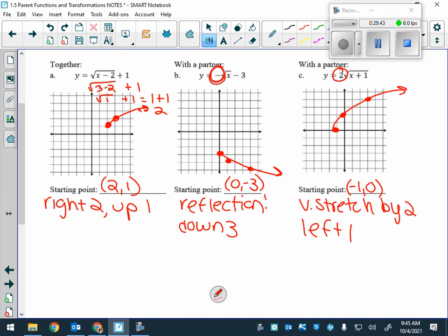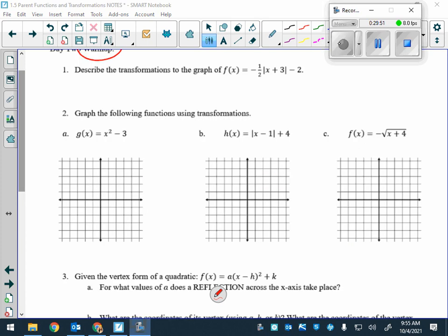How many of you did have B and C correct? Not a lot of hands. Why? Go through these.